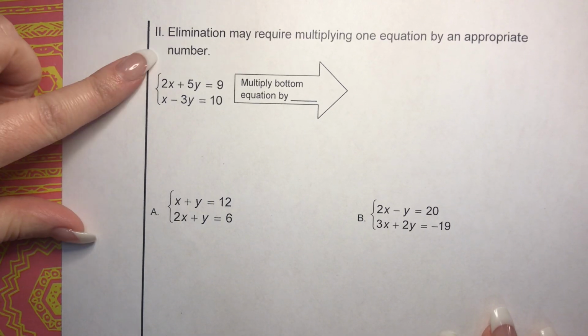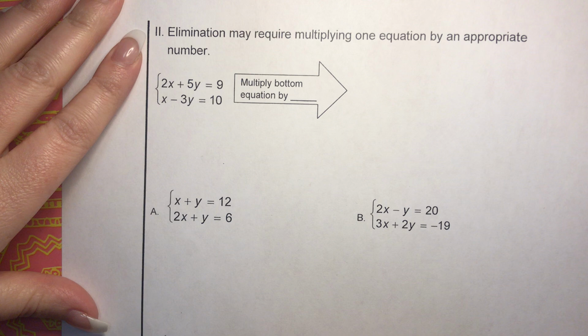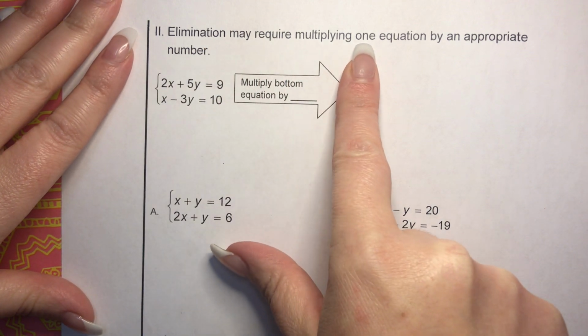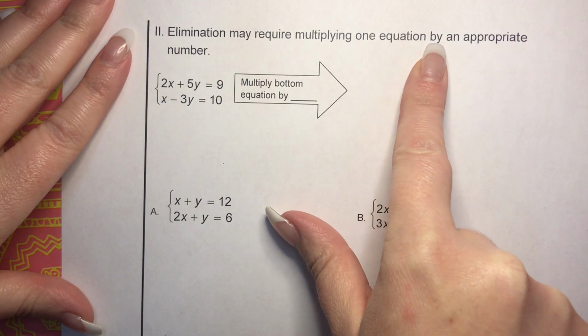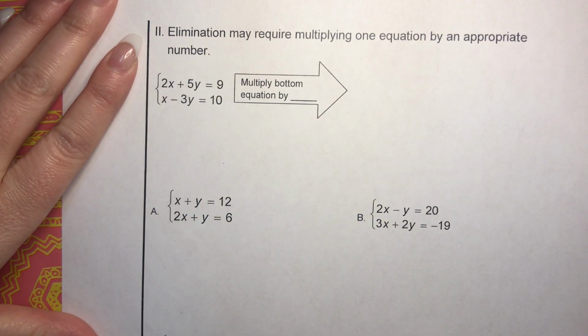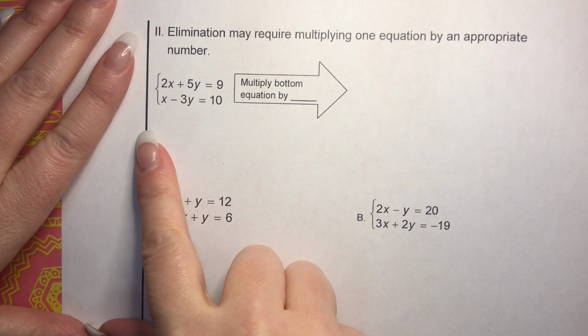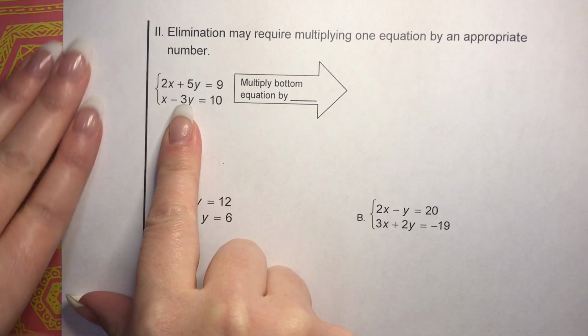All right, so let's talk about the second type of example that you might see on your homework when dealing with elimination. Elimination may require multiplying one equation by an appropriate number. So let's talk about why we may need to multiply one equation by a particular number. Let's look at this example right here.